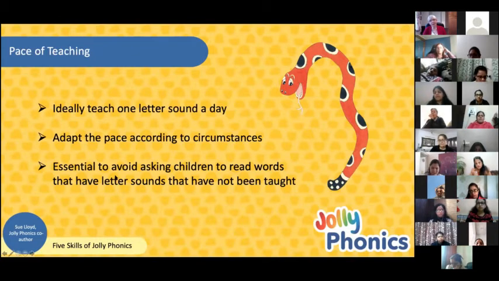But the important thing to remember is that you never ask the children to read words that have letter sounds that you haven't taught, because that's when it starts to go wrong.